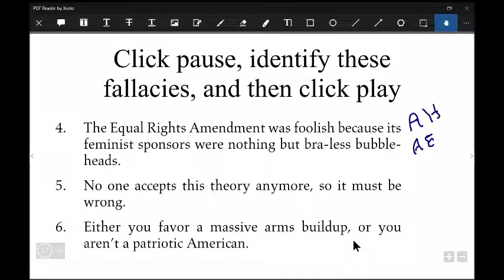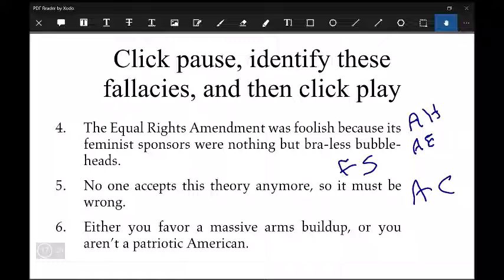False stereotype, where all the supporters of the Equal Rights Amendment are braless bubbleheads. Well, many of them had PhDs and were even male or wore bras. And this was a huge false stereotype. Number 5. No one accepts this theory anymore, so it must be wrong. This is really appeal to the crowd. Most people believe A, therefore A, or most people believe not A, therefore not A.